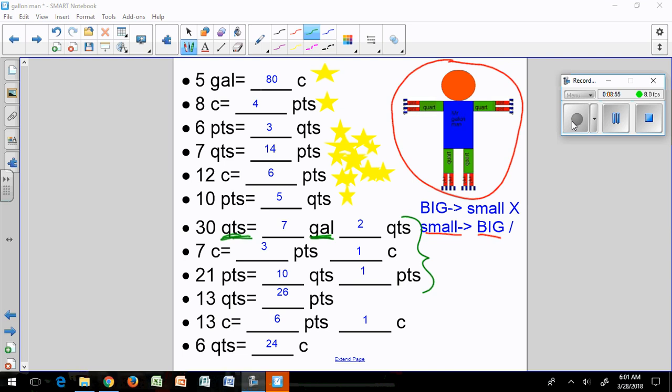There are 4 quarts in 1 gallon. Then 30 divided by 4, it goes in evenly 7 times. And you would have 2 as your remainder. So that's the 2 quarts left over. Same for cups to pints. We're going from something small to something big. And there are 2 cups in every pint. So you would divide 7 by 2. 7 divided by 2 goes in evenly 3 times. You would have a remainder of 1.